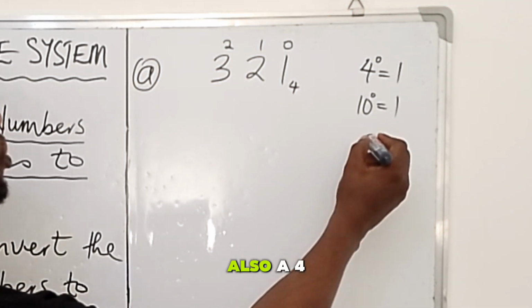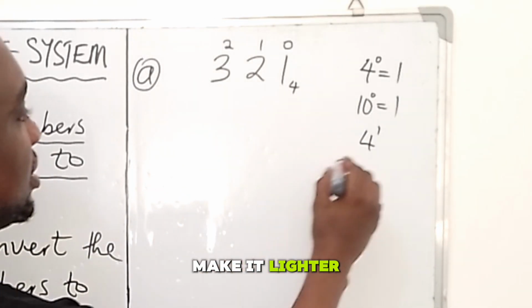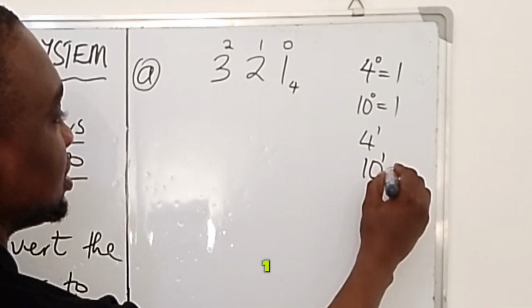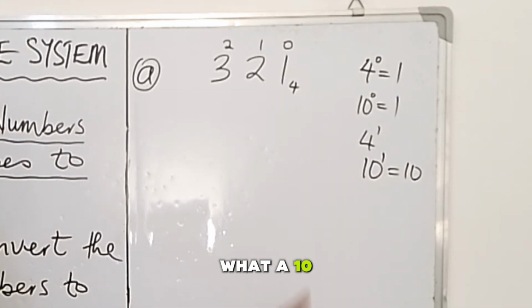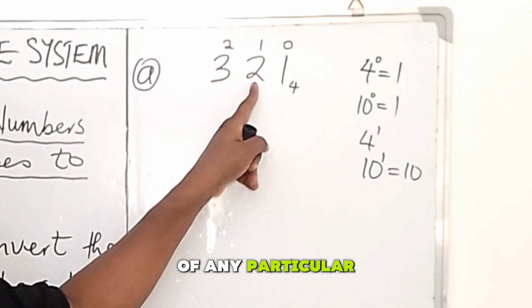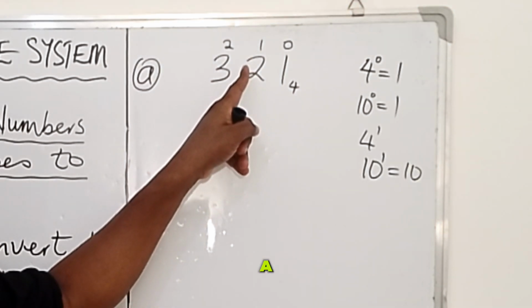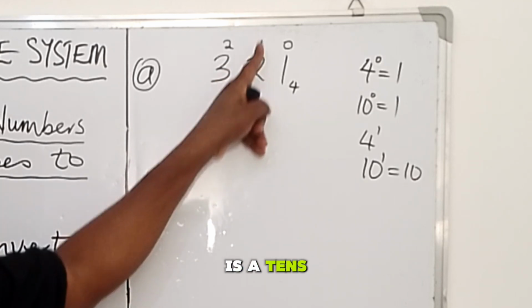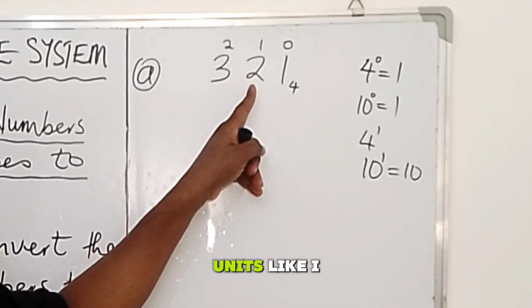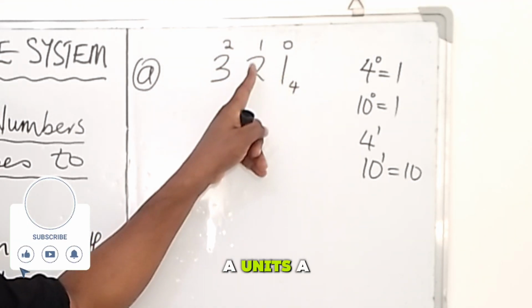If I have also a 4 to power 1, let's use a 10, that will make it lighter. How about a 10 to power 1? 10 to power 1 is a what? A 10. This speaks of a tens of any particular base that is being used. So if I have a 10 to power 1, this is a tens unit. Like I said, we'll be using our place value. So this is a units, a tens.